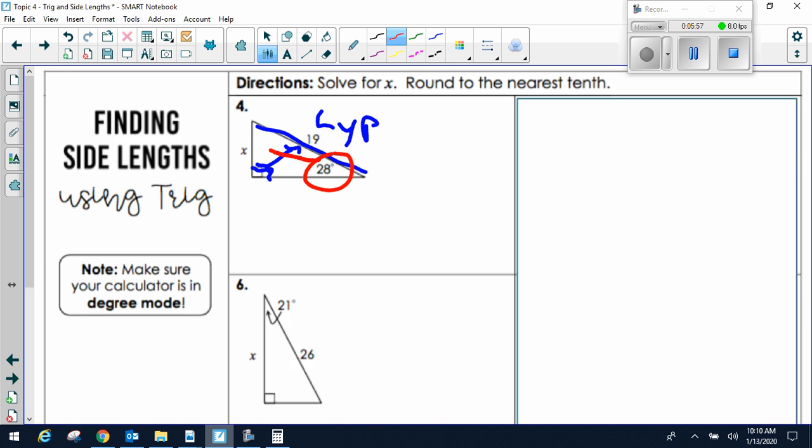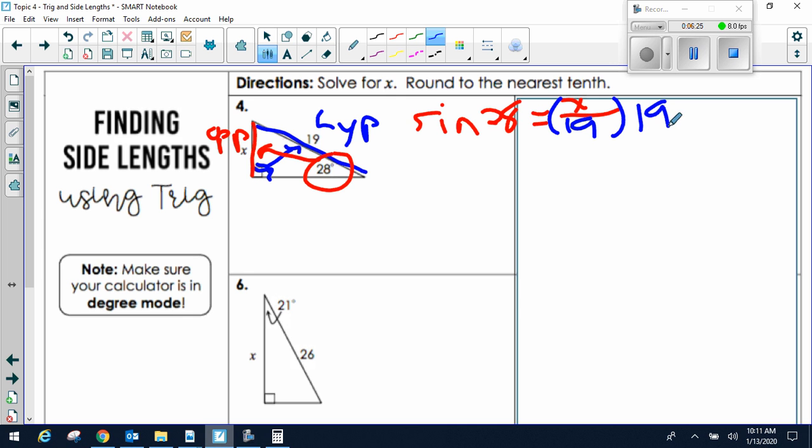And what else they give me is this piece over here. Well, if you look at that, x is opposite of 28. So I have O and I have H, which means my trig function that I'm dealing with is sine. So it's going to be sine of the angle, which is 28, equals the opposite, which is x, over the hypotenuse, which is 19. Now, when I do this, to get rid of the 19, you got to multiply it on both sides. And you get 19 times the sine of 28 equals x.